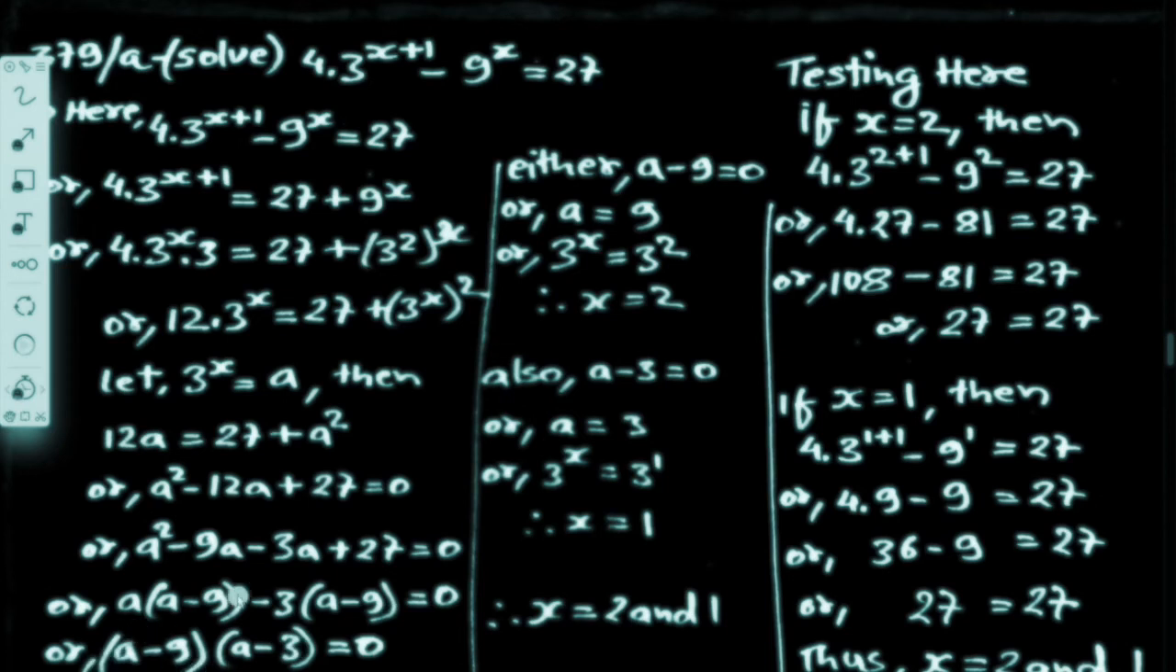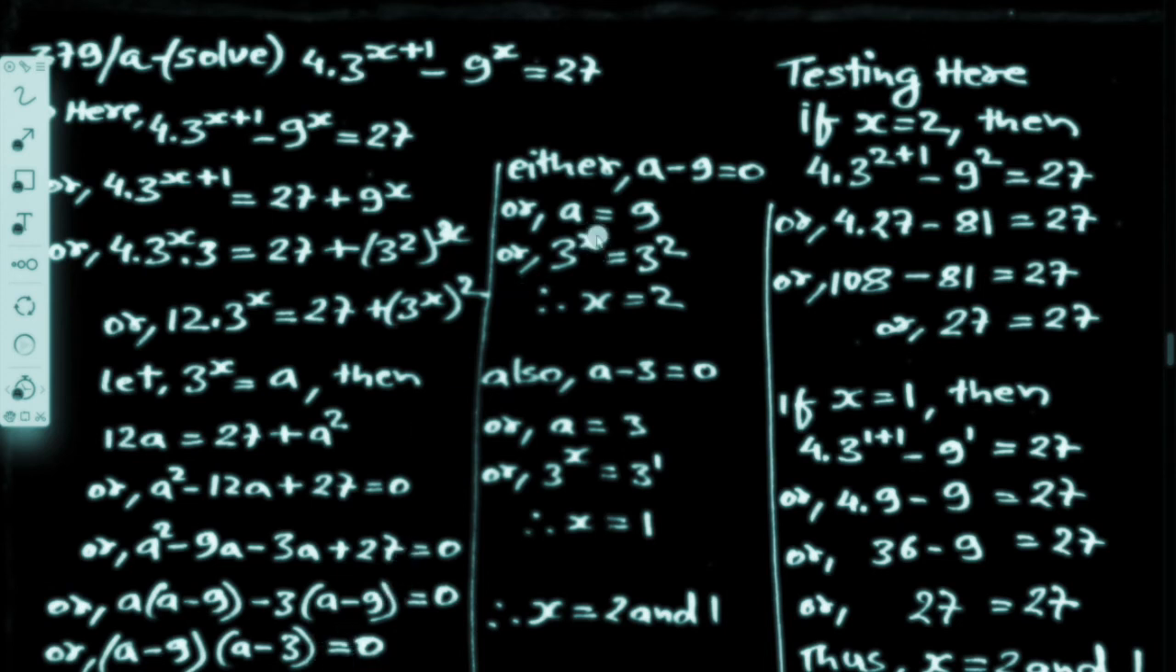Or here, a minus 9 is similar, so keep this ahead, a minus 9 only once. And now here a minus 9 is our first factor and a minus 3 is our second factor. In this way we get two factors of this expression: a minus 9, a minus 3 equals 0.